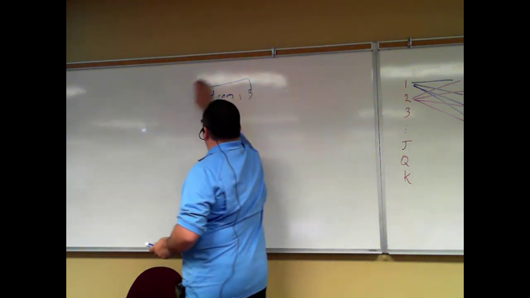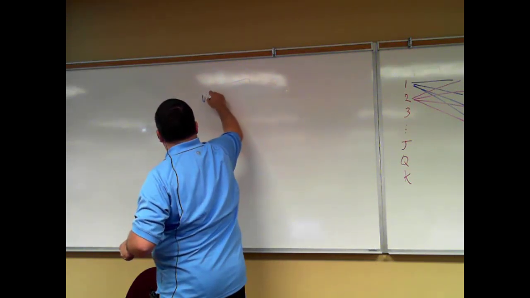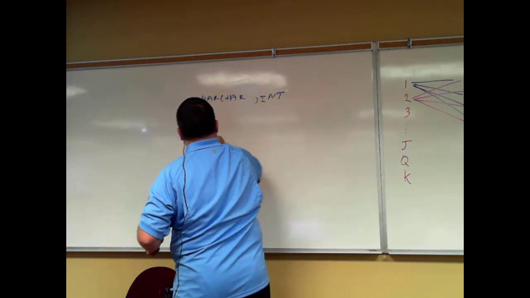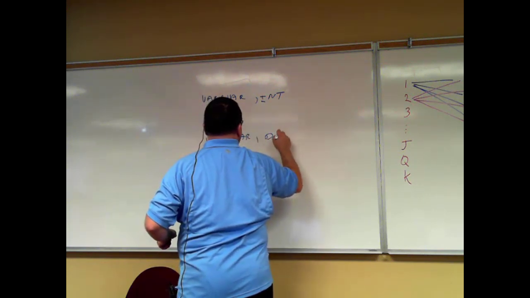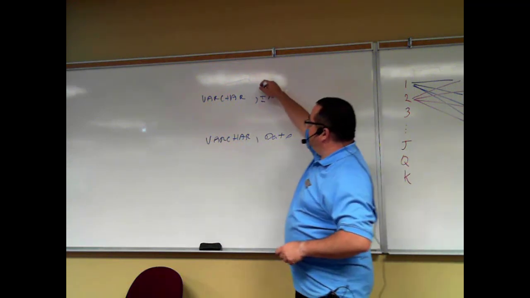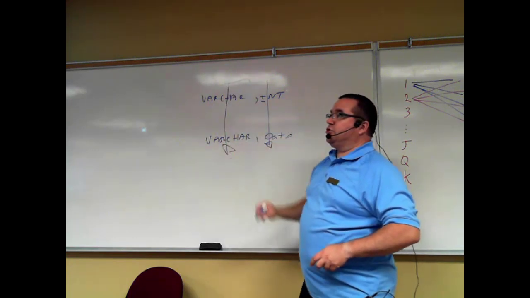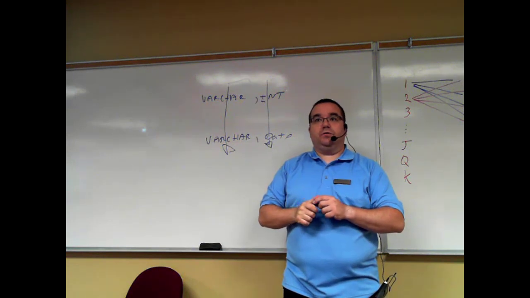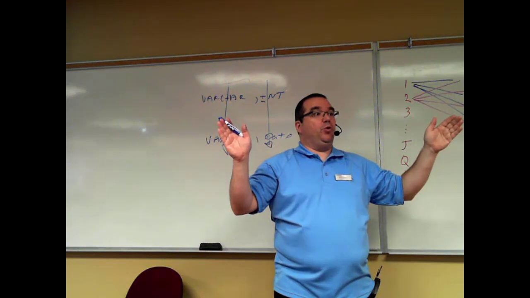So if you have a varchar and an integer, and the other one's a varchar and a date, this will not work because they're not identical in structure. The two queries have to be identical in structure: same number of columns, same data types, in the same order.